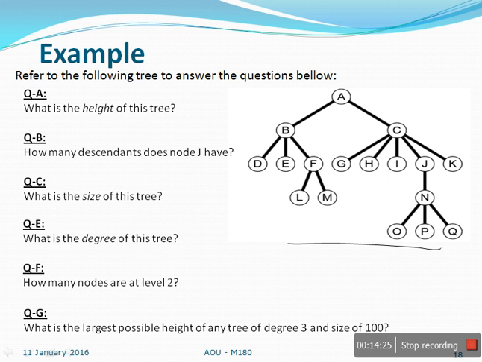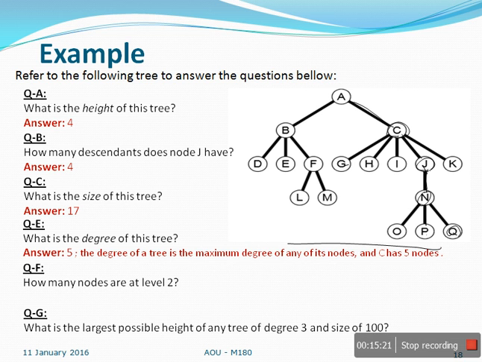The height of the tree is the maximum path from the root to the leaf. So it is 1, 2, 3, 4. The height of the tree is 4. How many descendants does the node J have? It is its children, and children's children and all. So it has 1, 2, 3, 4. So it has 4 descendants. What is the size of the tree? It is the number of nodes. It has 17 nodes. What is the degree of the tree? It is the maximum degree of a node in the tree. The degree is the number of children a node has. For example, C has 1, 2, 3, 4, 5 children, which is the maximum. So the degree of the tree is 5.